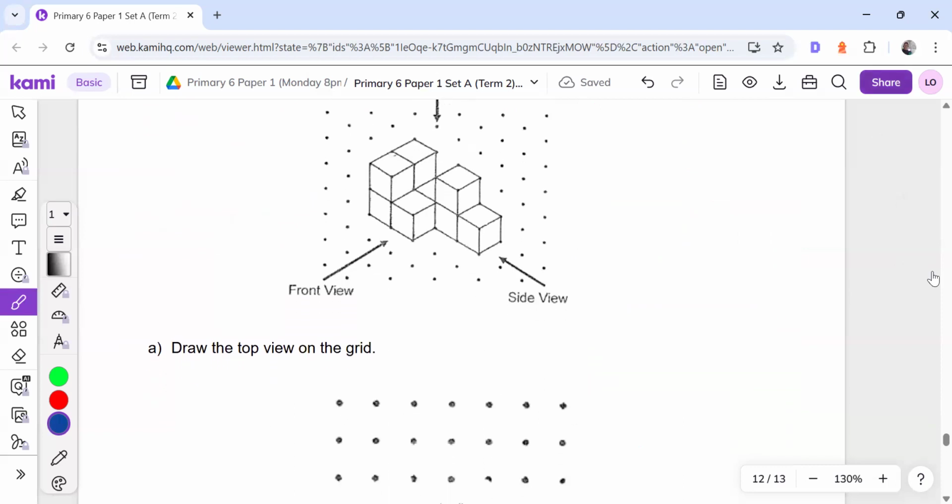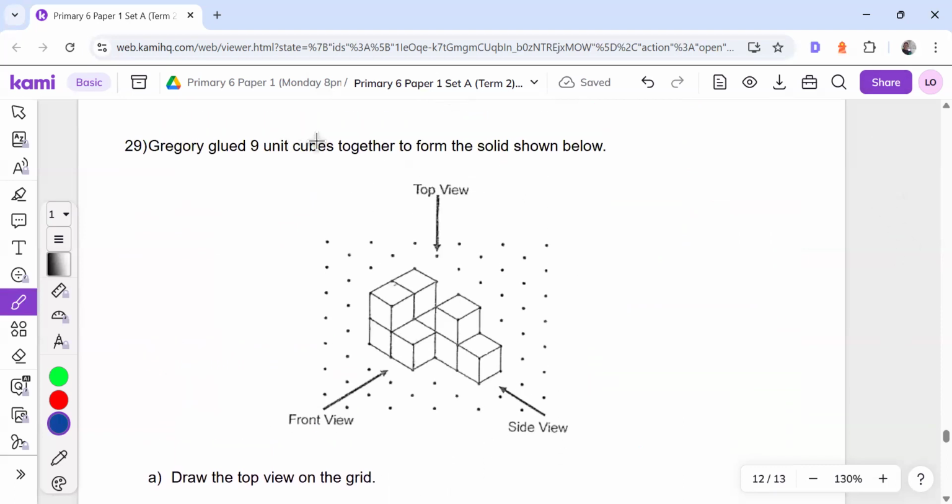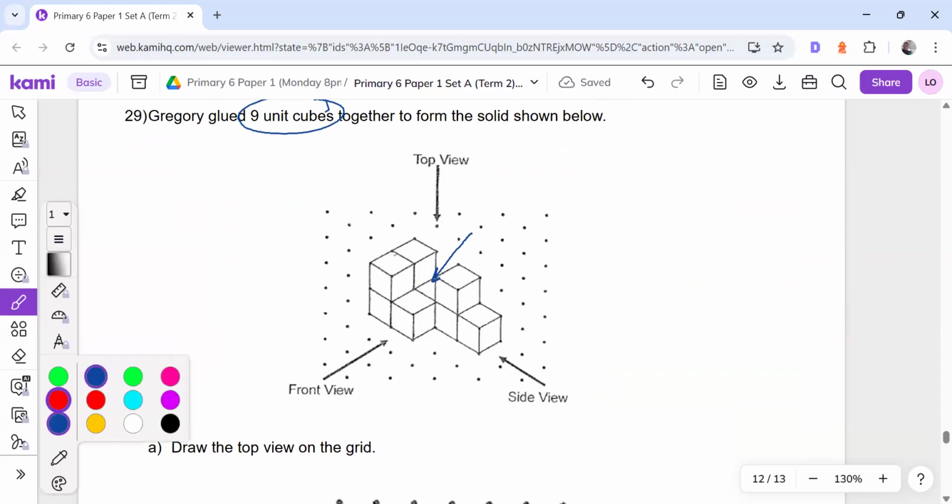Question 29, I think, is going to be quite tricky. There are 9 unit cubes. Do you know that there's one cube here? There's a cube over here. It's not empty. There's one cube here. So how do you know there's one cube there? Because if you count the cubes 2, 2, 1, 1, 2, 1 and add all the numbers together, isn't that 9 cubes already? So how do you draw the top view?